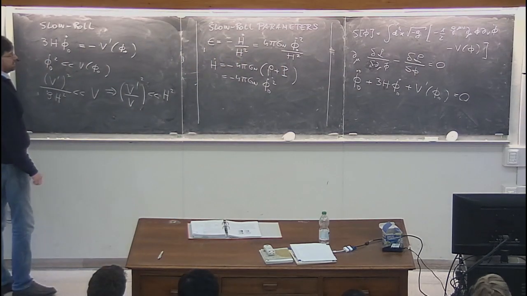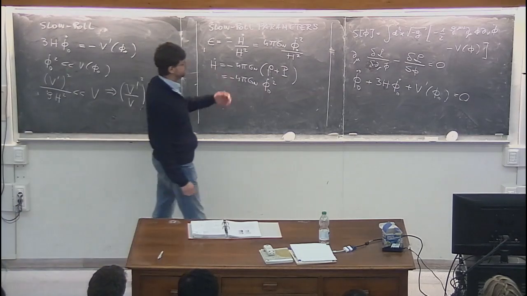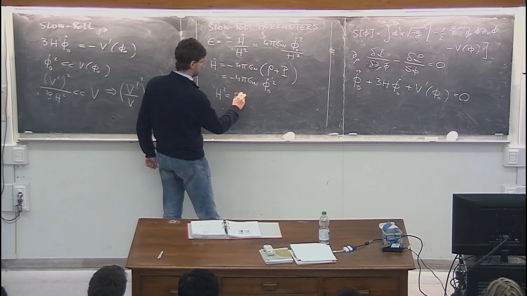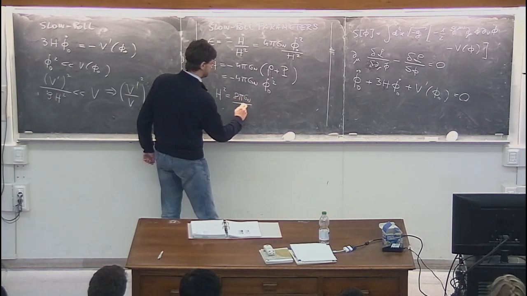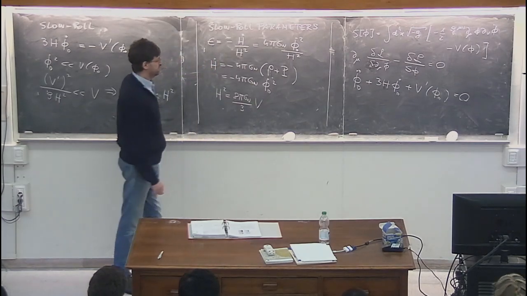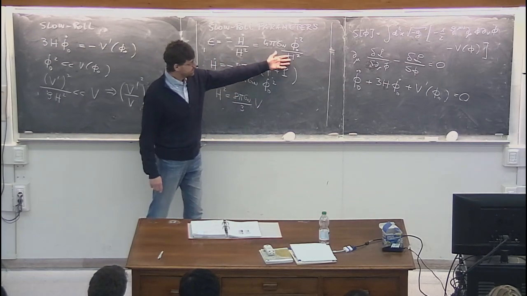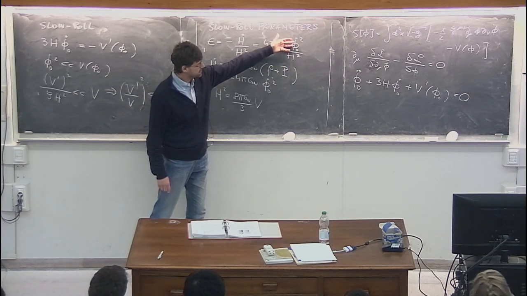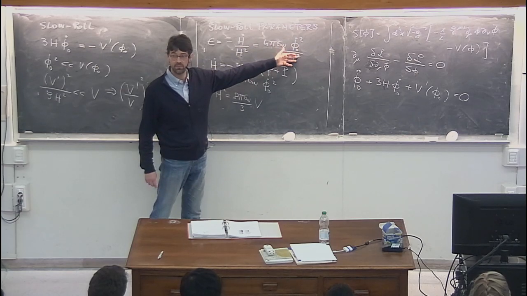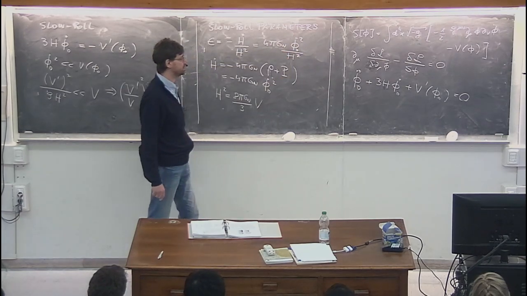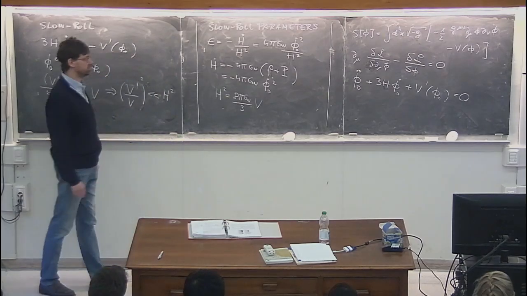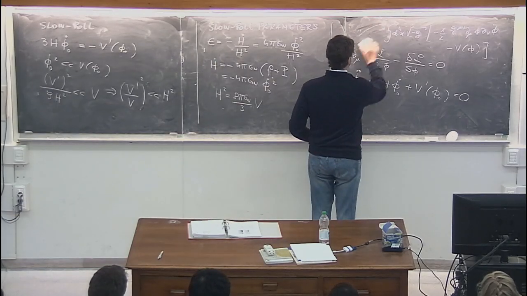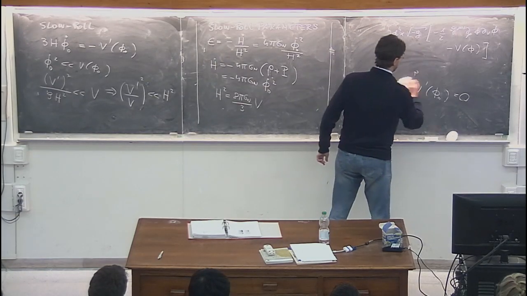But you remember that H square, under the assumption that the kinetic energy is small, is of order 8 pi G Newton divided by 3 times V. So you see, this H square goes like V. In other words, this relation tells you that the kinetic energy divided by potential has to be small. So this is a good parameter to justify the slow roll conditions. In fact, we can write it down better. This relation we can compute in terms of the potential.